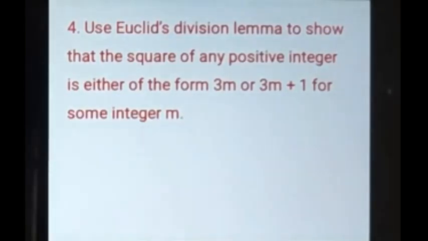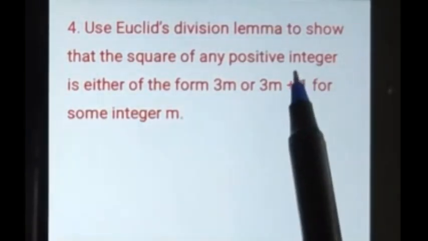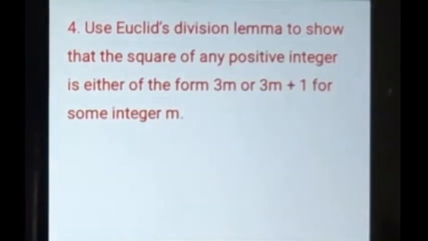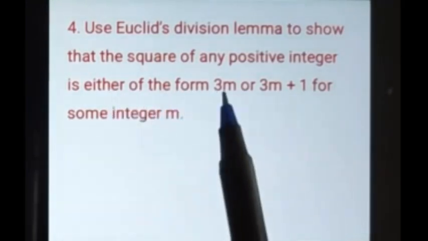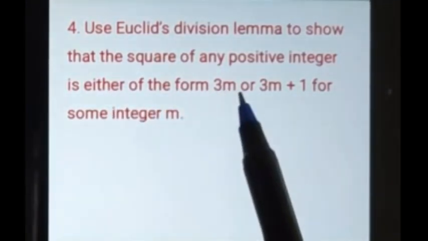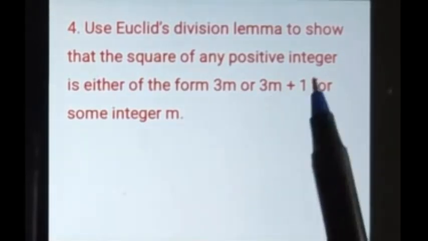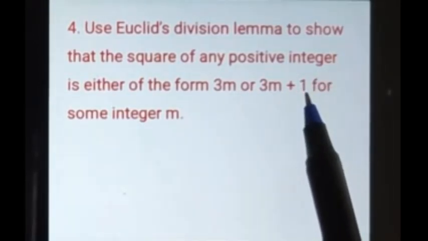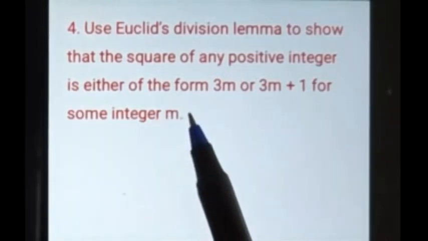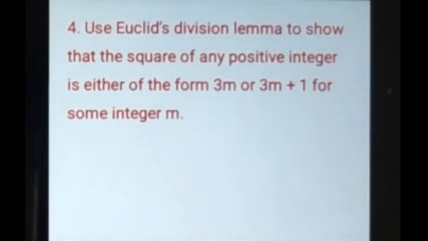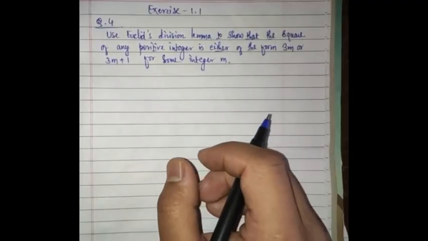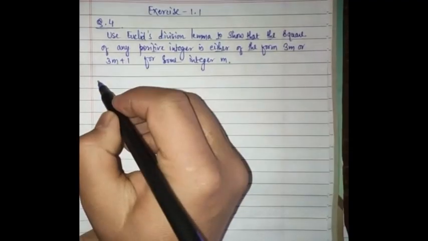The question is stating that if you take any positive integer, let's say x, and you square that positive integer, then it should be in the form of 3m or 3m plus 1, where m is some integer. Alright, so let us solve this problem also.